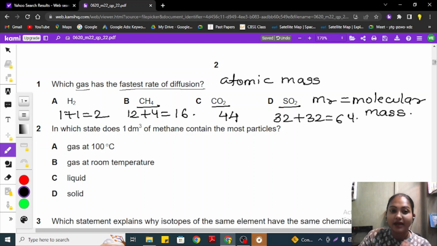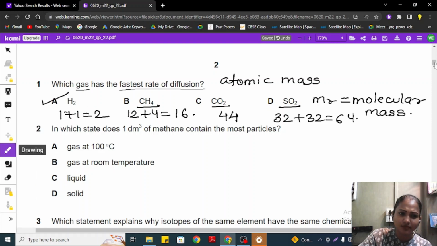Now, the fastest rate of diffusion will take place where the density of the substance is very low, and that would allow the particles to move faster. So it depends on the substance which has the lowest atomic mass, or Mr, and that goes to hydrogen, as hydrogen has the minimum Mr. Therefore, this is our first answer.